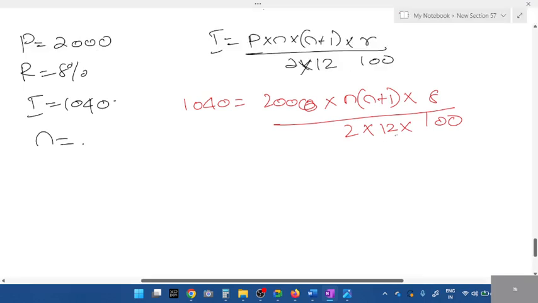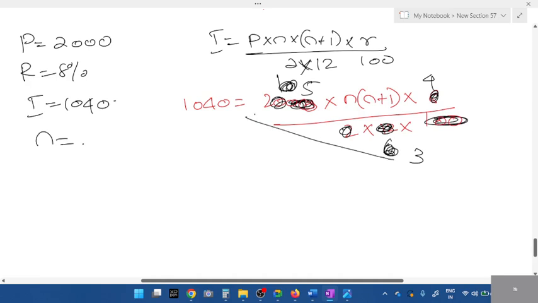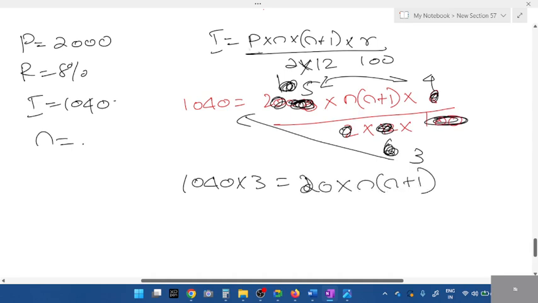First reduce it, students. If you reduce, look here, 2 zeros cancel. 2 ones are 2, 2 tens are 20. Then 4, 2 fours are 8. 2 sixes are 12, 3 will get multiplied here. 1040 into 3. And the denominator, what will you have? Numerator, what will you have? 5 fours are how much? 5 fours are 20, into N into N plus 1.